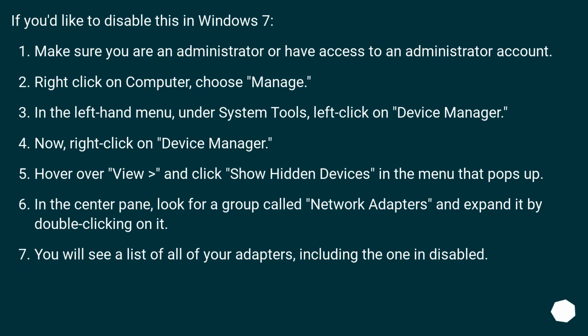If you'd like to disable this in Windows 7, make sure you are an administrator or have access to an administrator account. Right-click on Computer, choose Manage. In the left-hand menu, under System Tools, left-click on Device Manager. Now, right-click on Device Manager. Hover over View, and click Show Hidden Devices in the menu that pops up. In the center pane, look for a group called Network Adapters and expand it by double-clicking on it. You will see a list of all of your adapters, including the one to disable.